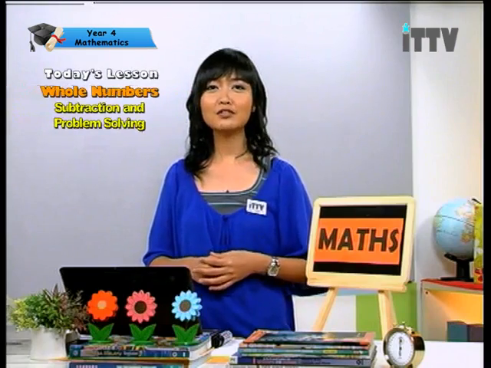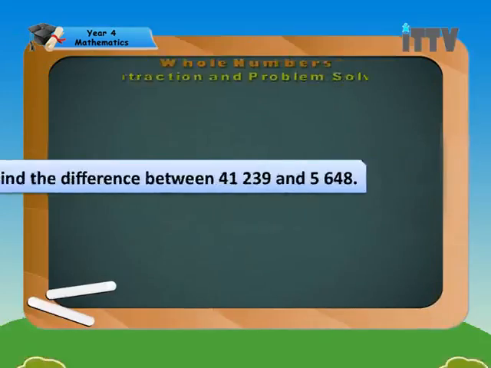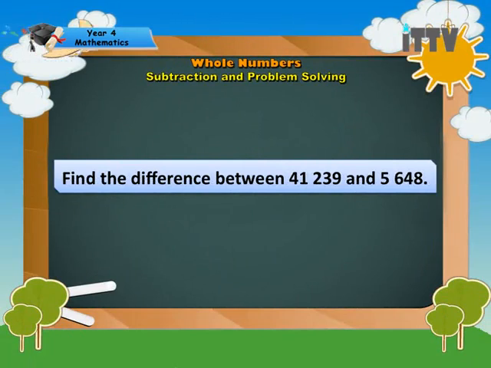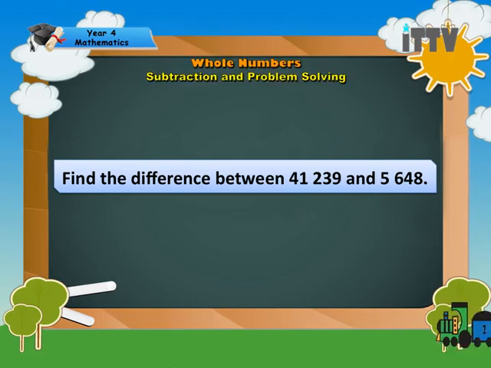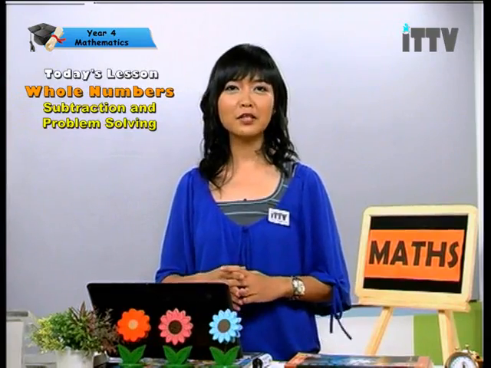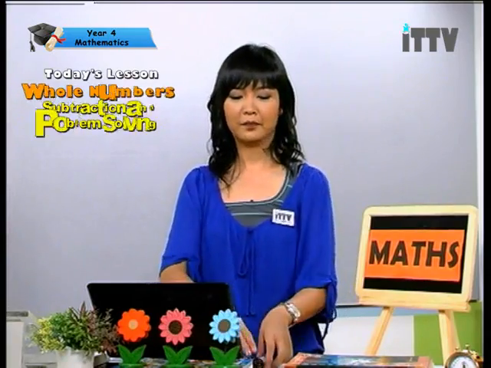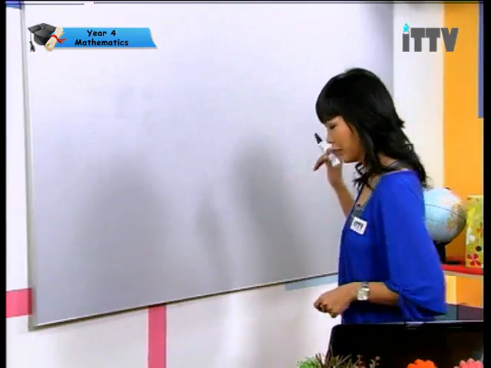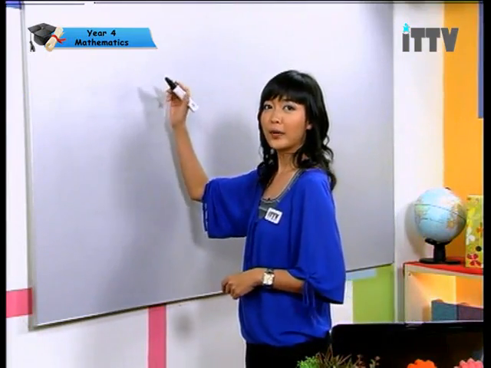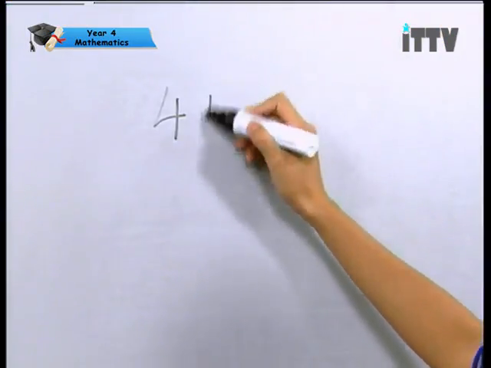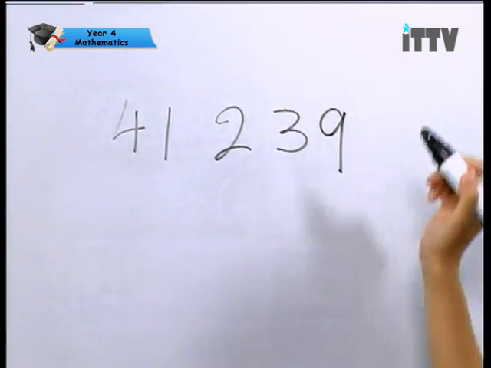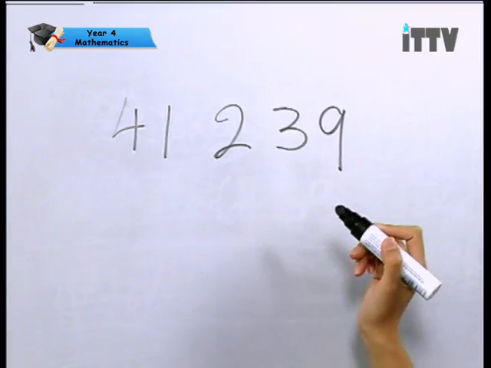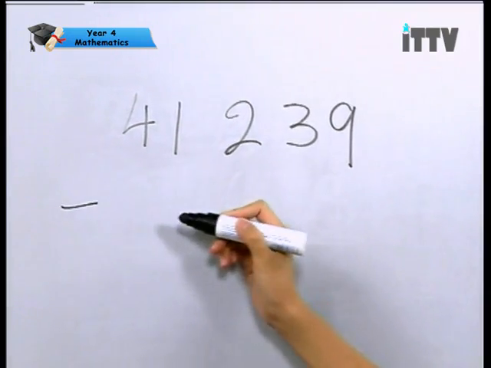Now, let's try to work out some questions together. Find the difference between 41,239 and 5,648. Okay, find the difference. That means we should subtract. Yeah? Let's work it out on the board now. So, we have 41,239. Now, subtract the next number, okay? So, subtract.